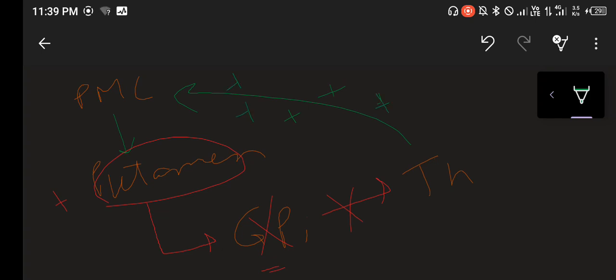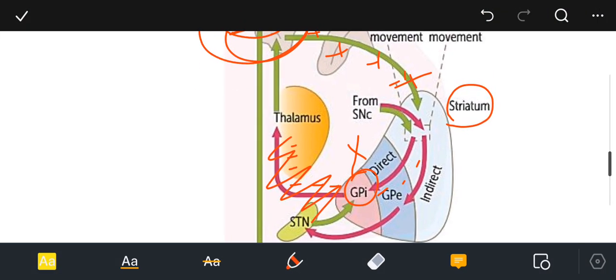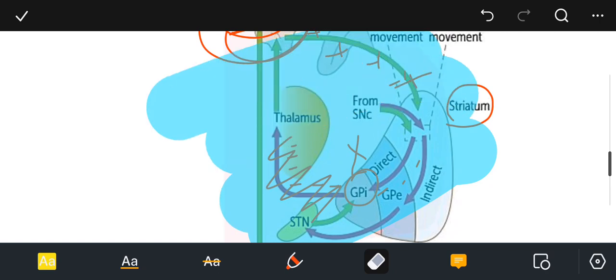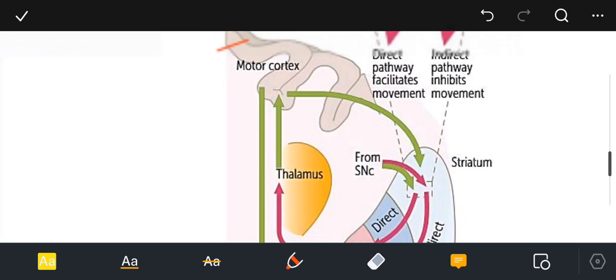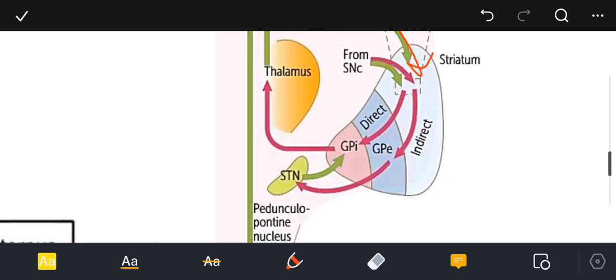So you have to remember it like that: in the direct pathway the premotor cortex is stimulated, right? Now let's talk about the indirect pathway. In the indirect pathway, firstly we'll talk about the pathway. The pathway is starting again from the premotor cortex, right? The premotor cortex is sending signals to the putamen, which is written as striatum over here. In the indirect pathway, the inhibitory neurons will go first to the globus pallidus externa.